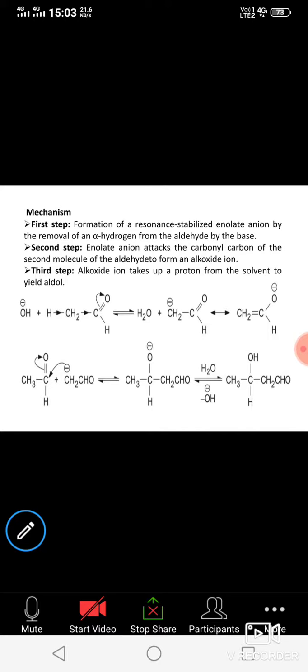In the second step, the enolate ion you have formed will attack another molecule of the aldehyde and form the alkoxide ion. Now this alkoxide ion will take the proton from the solvent and form the beta hydroxy aldehyde or beta hydroxy ketone, depending upon your substrate. So see the mechanism.